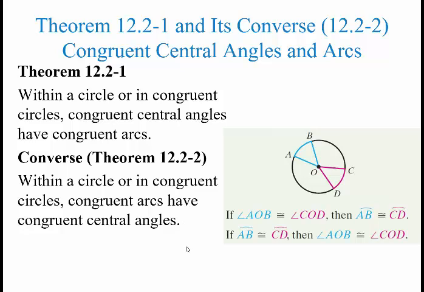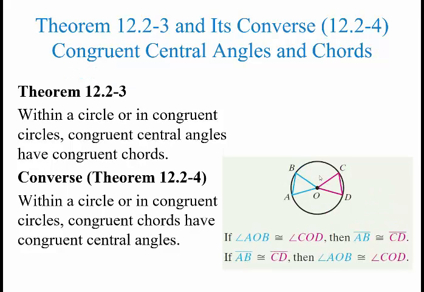A couple theorems. This is about congruent central angles and arcs. Theorem 12.2.1: within a circle or a congruent circle, congruent central angles have congruent arcs. So if angle AOB is congruent to angle COD, then arcs AB and CD are congruent, and the converse is the same. If arc AB is congruent to arc CD, then their central angles are also congruent. That makes sense.